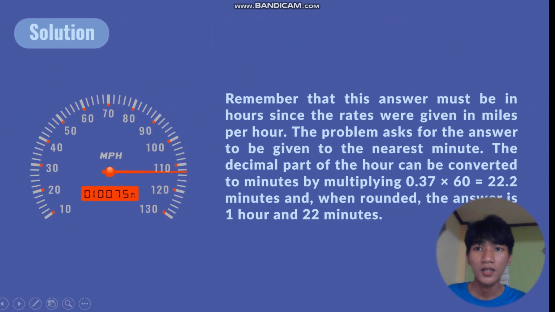So the value of t is 1.363636. Remember that the speeds were given in miles per hour. The problem asks for the answer to be given to the nearest minute. The decimal part of the hour can be converted to minutes by multiplying by 60, so 0.3636 times 60 is 21.8 minutes. And when rounded, the answer is 1 hour and 22 minutes.